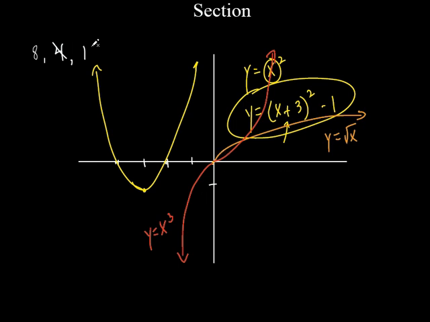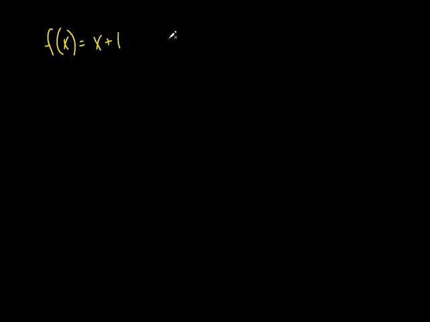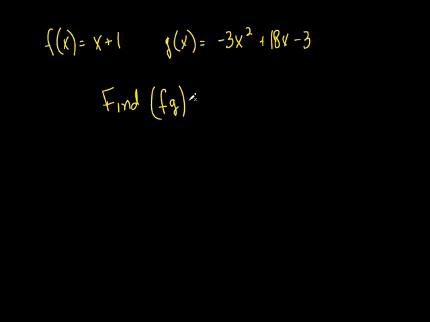Good. That was number 1. What about number 8? Let's do that one. This is our composition stuff. Hopefully you're finding this not too bad. I think we've covered it pretty well, don't you? Squared plus 18x minus 3. All right, and the question says find f times g of 2.